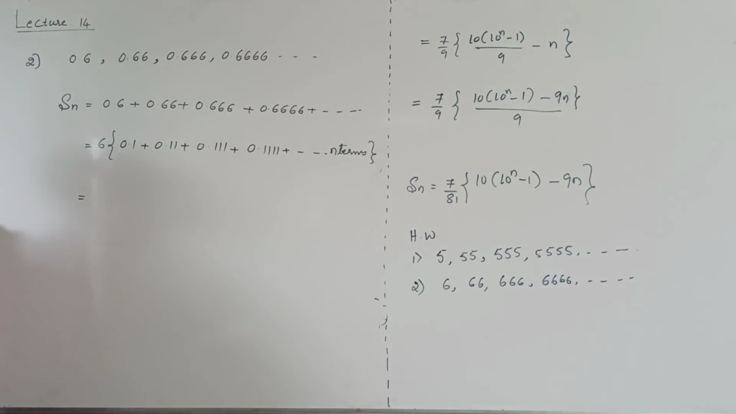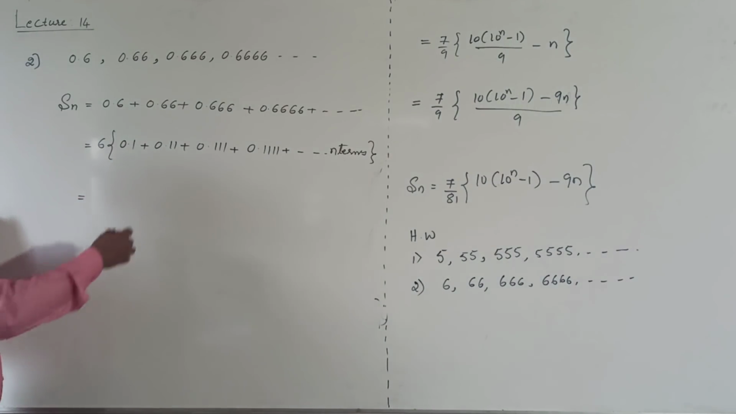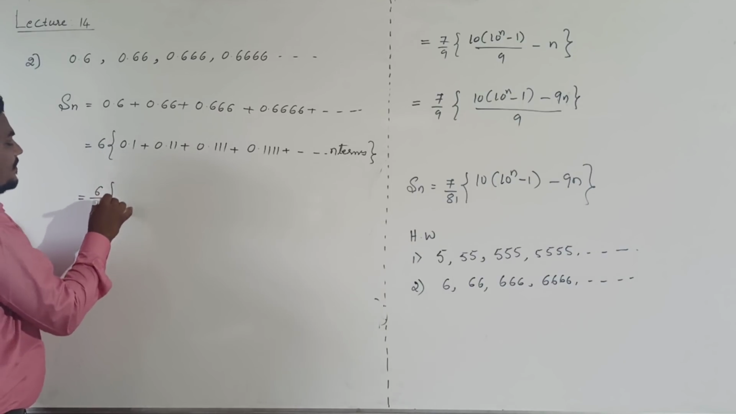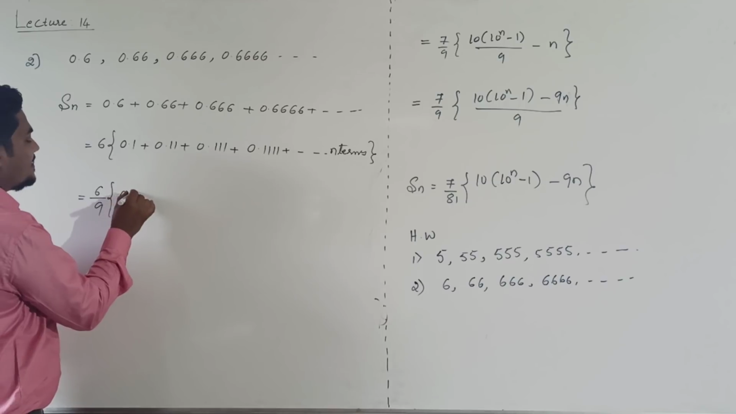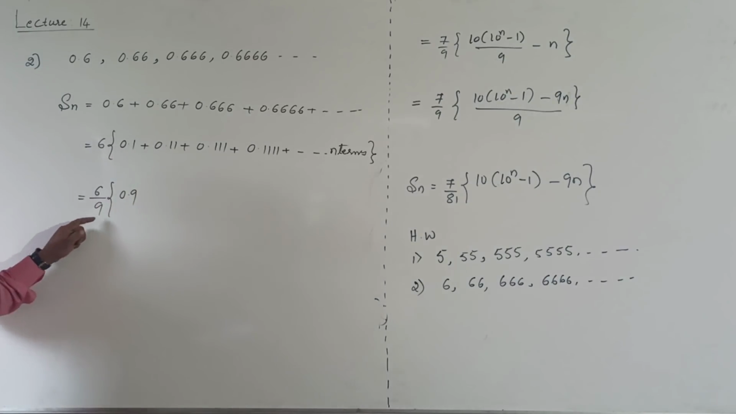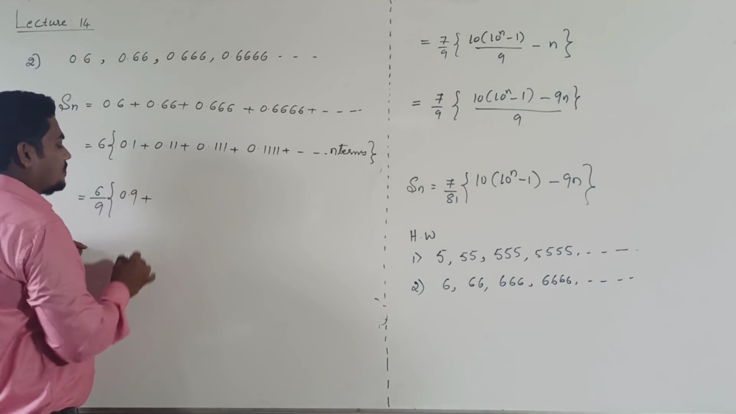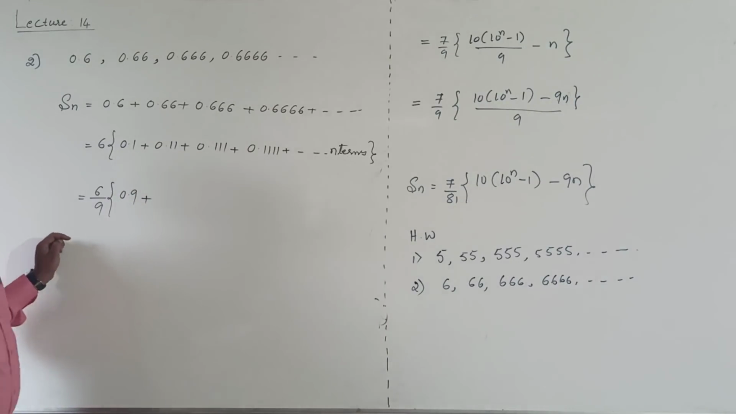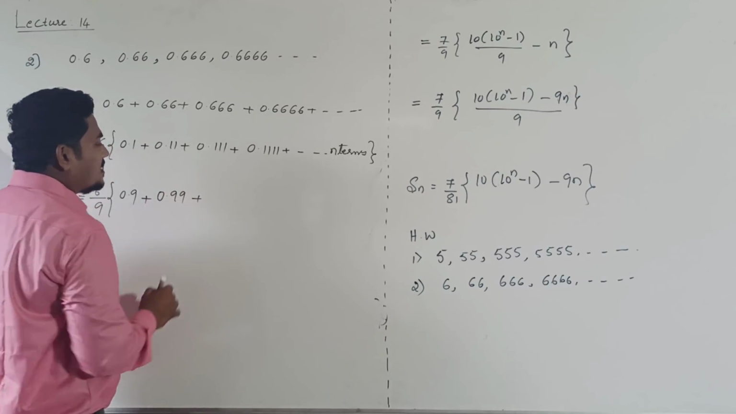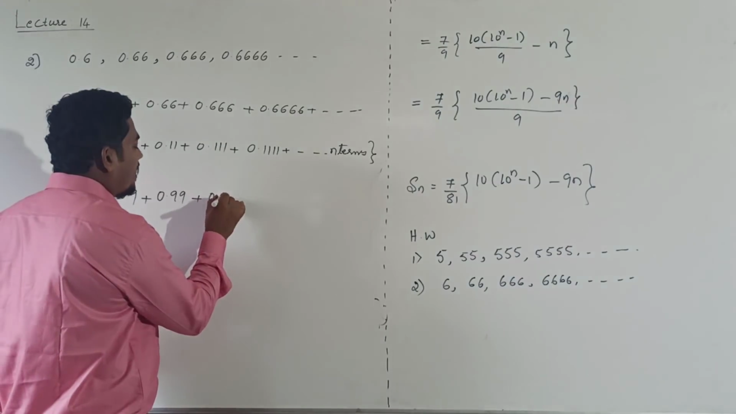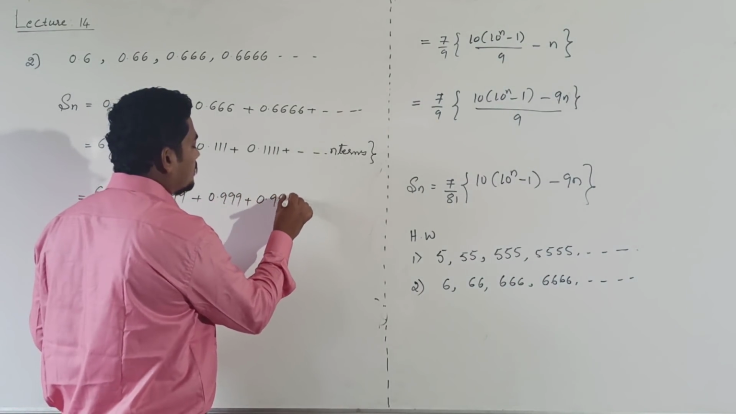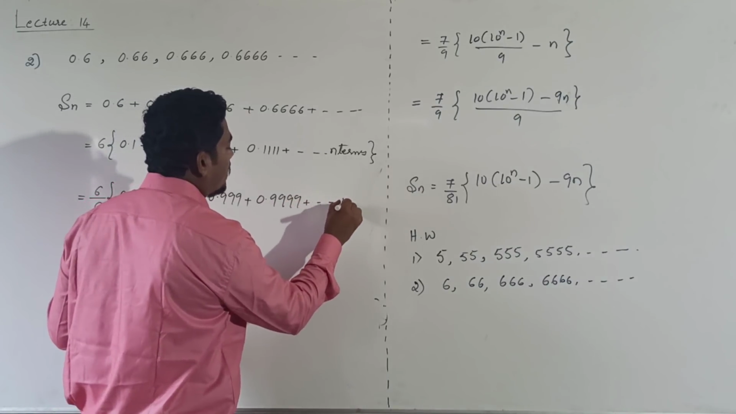Again, now also it is neither in AP nor in GP, so just divide and multiply with 9. 6 by 9 in bracket, divide and multiply, that is 0.9 plus 0.99 plus 0.999 plus and so on up to n terms.